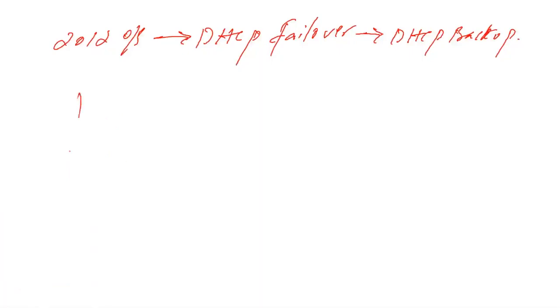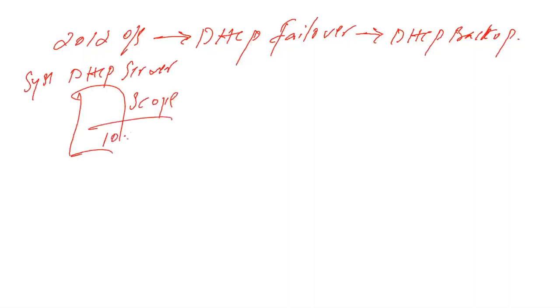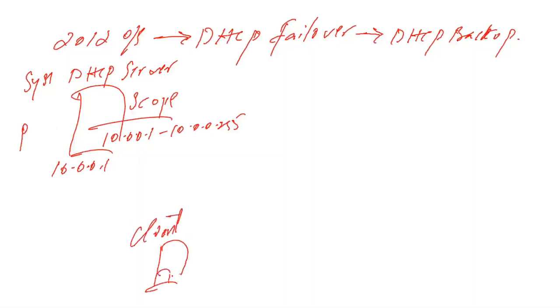So for example, in your network, if you have only one DHCP server, you are making system 1 a DHCP server with a scope. The scope ranges from 10.0.0.1 to 10.0.0.255, and this DHCP server is running on 10.0.0.1. This DHCP server is called the primary DHCP server and is serving dynamic IP addresses to clients. All the clients are taking the IP address from my system 1, the primary DHCP server.